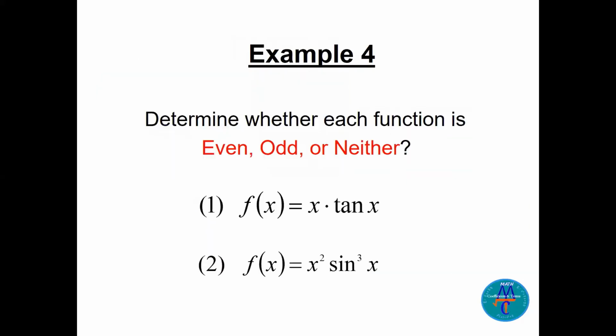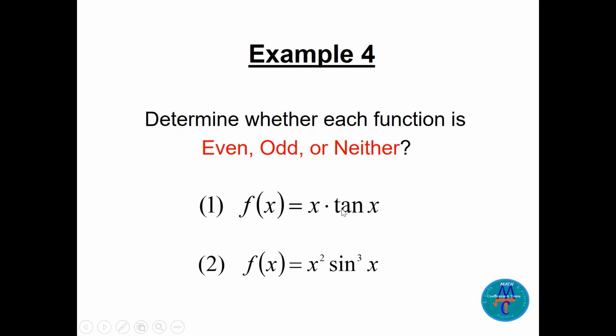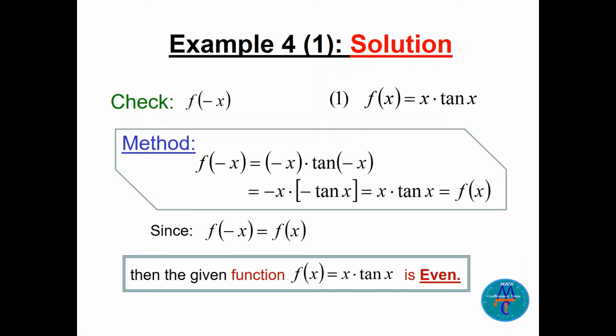Let's see an example here. We have a function x times tan x. We have to check if this function is even, odd, or neither. Also, we have to check the other function, f of x equals x squared times sine cubed. Let's see the first one. We know tan by itself is odd, but this is x times tan x. That's a completely different function. So we need to check f of minus x.